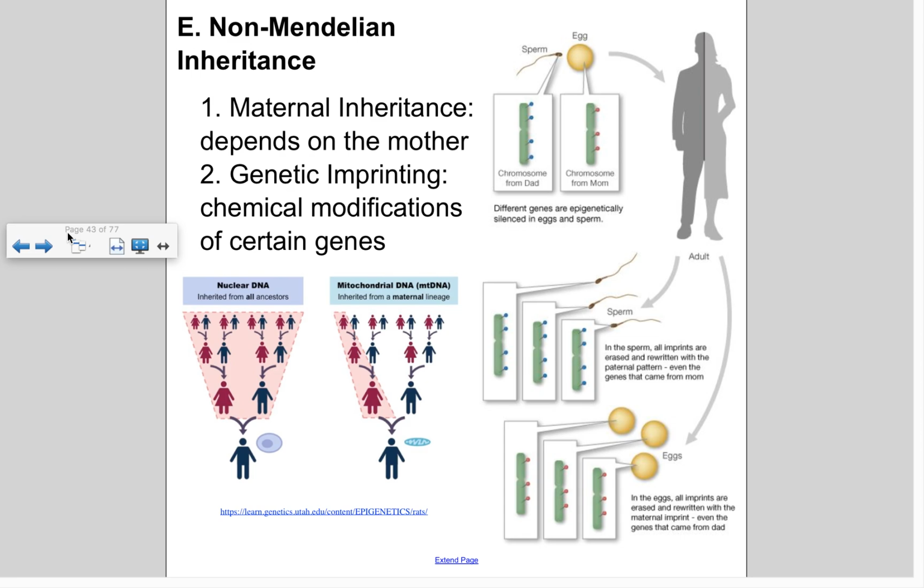The next one's called genetic imprinting, which means chemical modifications of certain genes. So different genes can be turned on and off in the sex cells, as you can see in this picture right here. In the sperm, all the imprints could be erased and rewritten. And in the eggs, imprints could be erased and rewritten. And how they get rewritten could be, maybe, substances that they expose themselves to or stress.